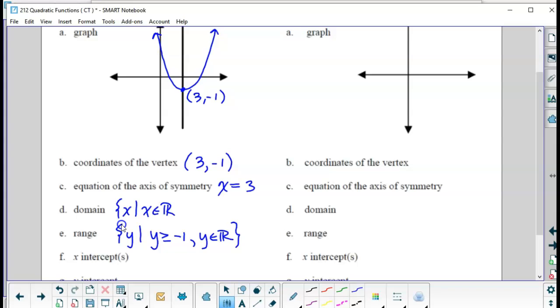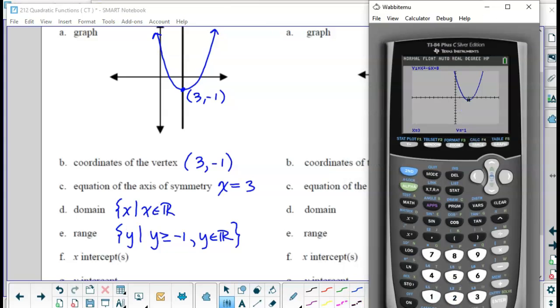X-intercepts, well, let's take a look. You can actually see them. It looks like there's an x-intercept at 2. If you're in trace mode and you enter x equals 2 and you get y equals 0, you know it's an x-intercept. So that one I know is at 2. Maybe you can't see it, maybe it's a decimal. That's where you can use the second trace 0 feature. Cursor to the left, enter, to the right, enter, enter. So that's 4.